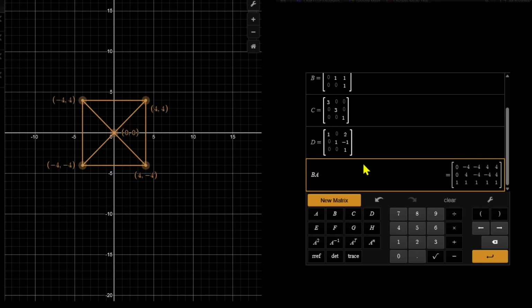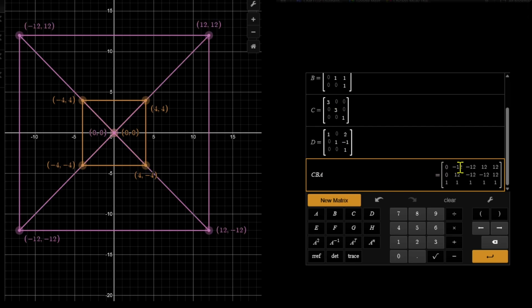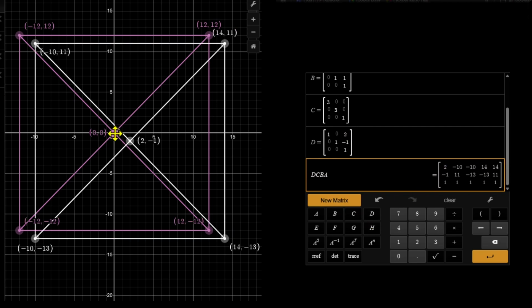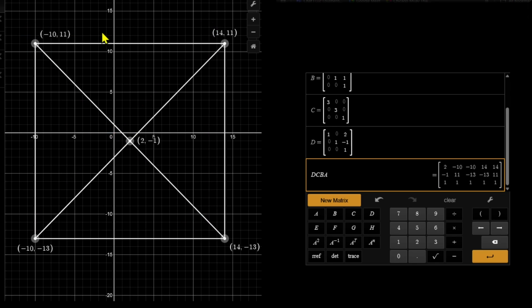Now that we translated it, we're going to dilate it, and you just do that by left multiplying. Now by the dilation matrix C, our center is still 0, 0, and then we've got negative 12, 12, negative 12, negative 12, and so on around the square. Now that we've dilated it, we're going to left multiply by D, and that gets us to here. So now we've moved our center over to 2, down to negative 1 from 0, 0, and you can see the rest of the points here. Negative 10, 11, negative 10, negative 13, 14, negative 13, and 14, 11.